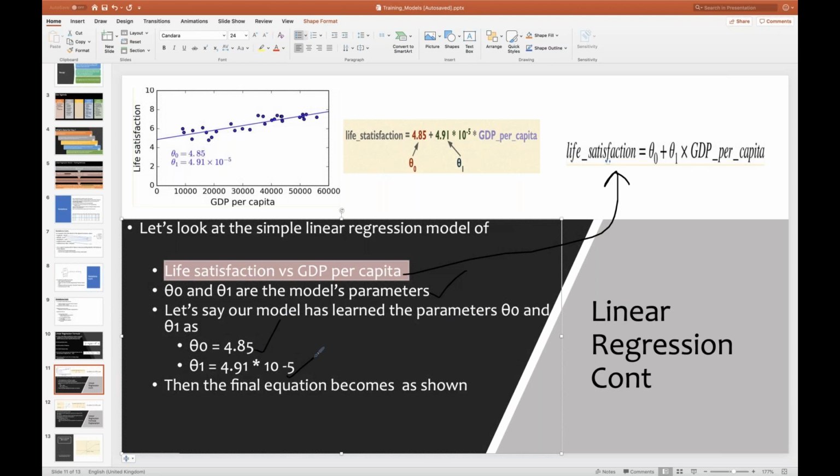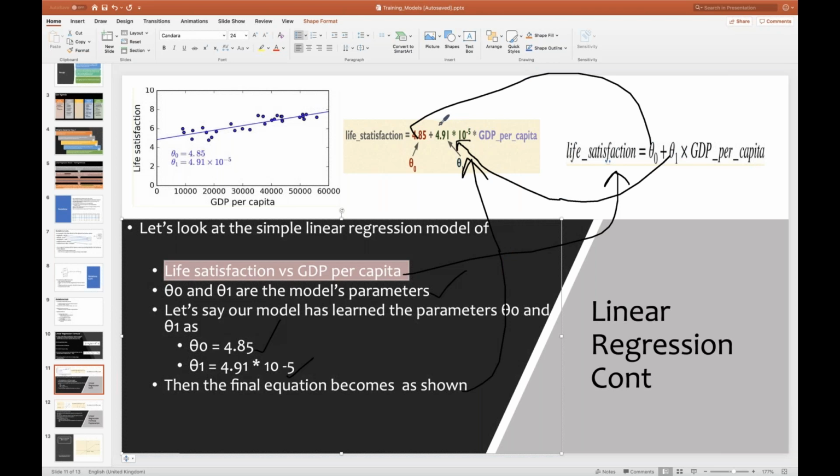Now, don't ask me how the machine learned the parameters. Learning the parameters is nothing but training a model. When you train a model, you need to know what the features are, what the labels are, and what the coefficients are, and you experiment with various attribute combinations. Theta 0 is one parameter which the machine is assuming, and theta 1 is also assumed. Very good. Now the final equation will come like this, where theta 0 is equal to 4.85 and theta 1 is equal to 4.91 times 10 to the power minus 5.